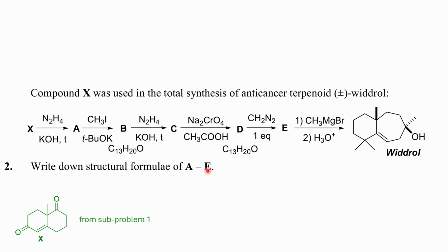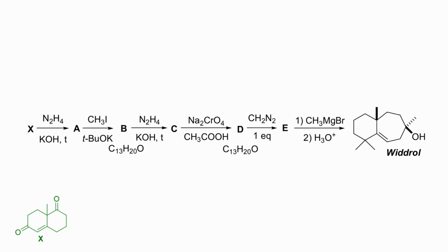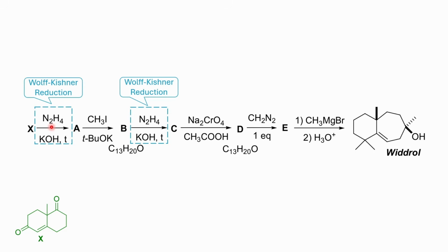But here we don't have anything, so we are going to focus on the synthesis first. As usual, let's start with labeling the reagents with their typical roles. The first one is hydrazine in the presence of base, typically potassium hydroxide and high temperature. That usually means Wolff-Kishner reduction. Most certainly, it's Wolff-Kishner reduction.